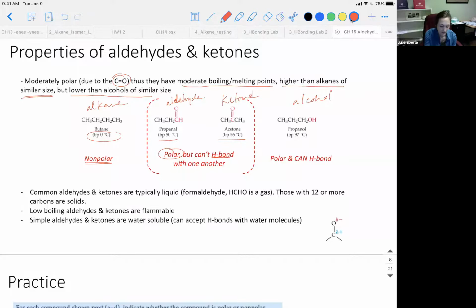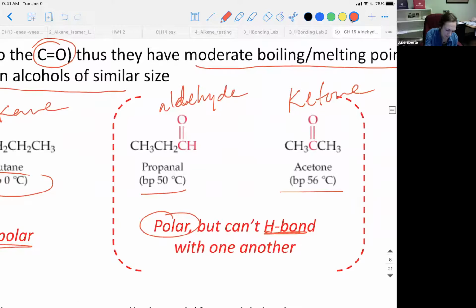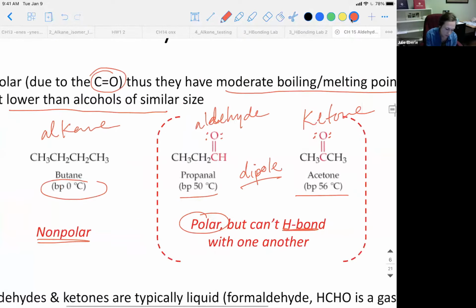Why? Well, they have lone pairs on the oxygen, so they have acceptors, but they don't have a positively polarized hydrogen. They don't have any donors. So they only have part of the requirements of what it takes to hydrogen bond. So they're polar, but they can't hydrogen bond, so they're held together by dipole interactions. And dipole interactions are stronger than what holds a butane molecule together.